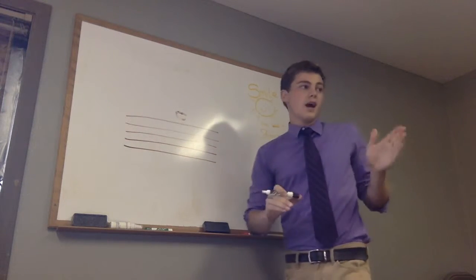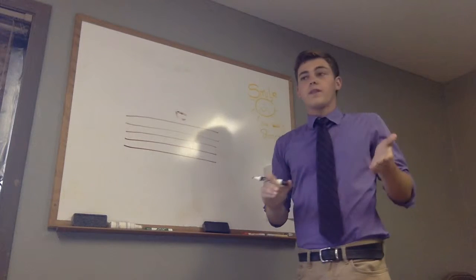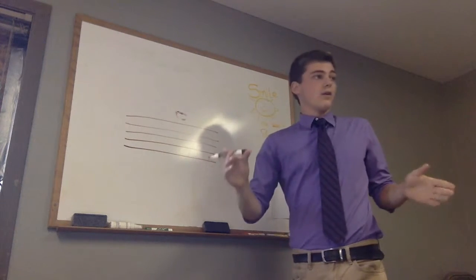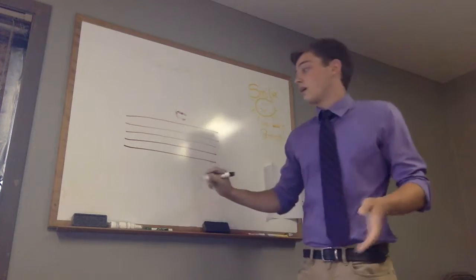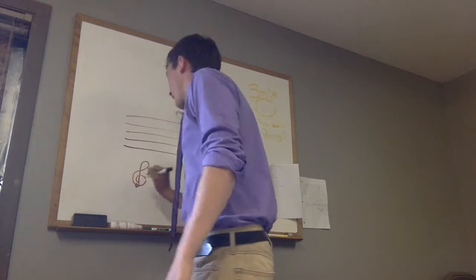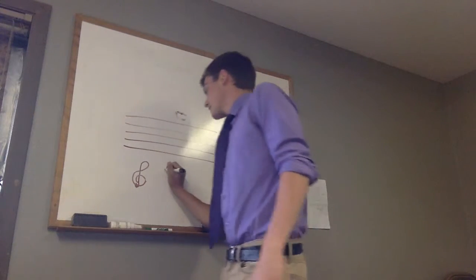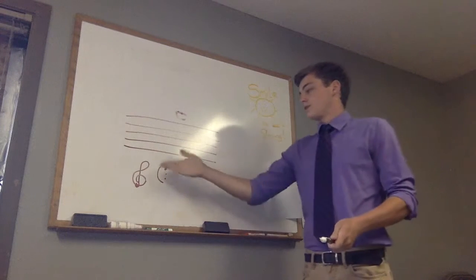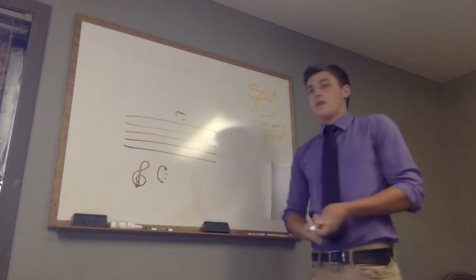The clef helps identify what the note should be. It identifies where on the piano the staff is located. The 2 most common clefs are treble clef, which looks like that, and bass clef, which looks like that. We will be using the treble clef today when I teach you the note names.